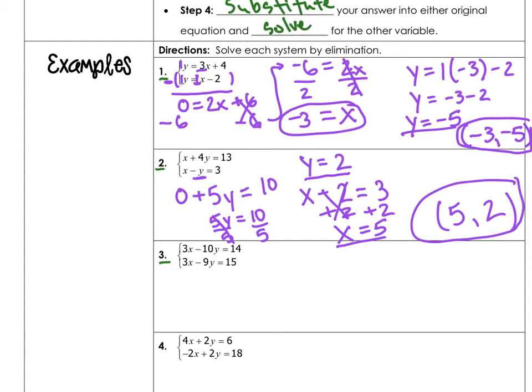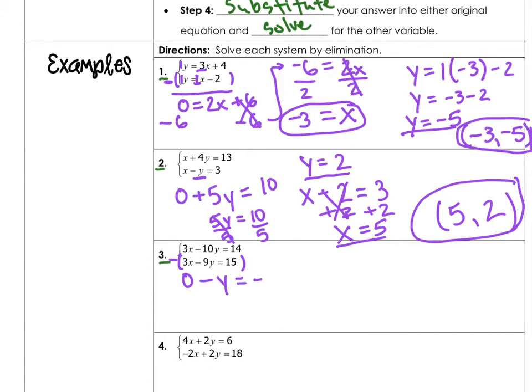And I see that in this case, it's going to be the x's. All right? And since both x's are positive, we're going to subtract. We need to subtract these because we want the x's to cancel. 3x minus 3x is going to be a 0. I've got a negative 10y minus a negative y, and that will become negative 10y plus 9y, which is just a negative y.